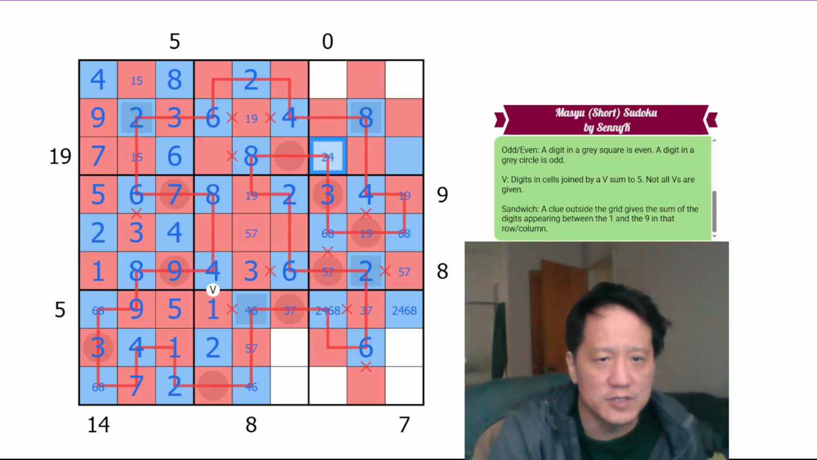This can't be 6 because of 6 in the row. This is a 2, 4 pair. No 6 here or 6 here because of 6 in the box.